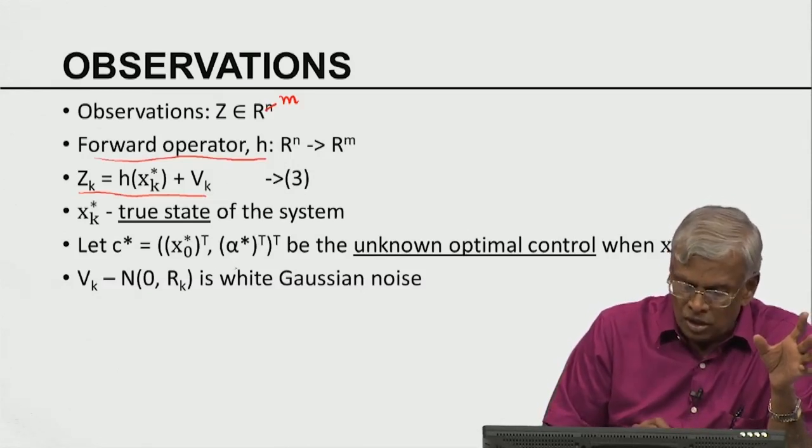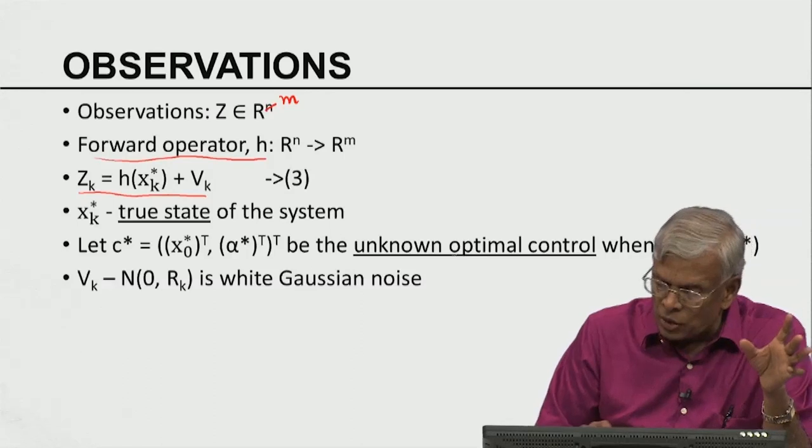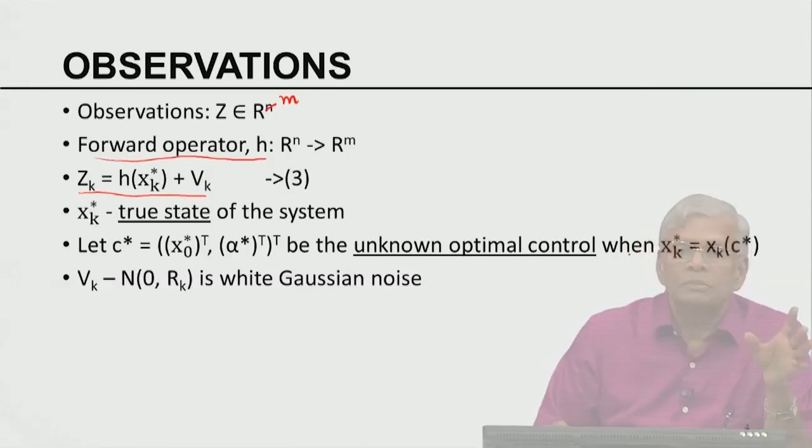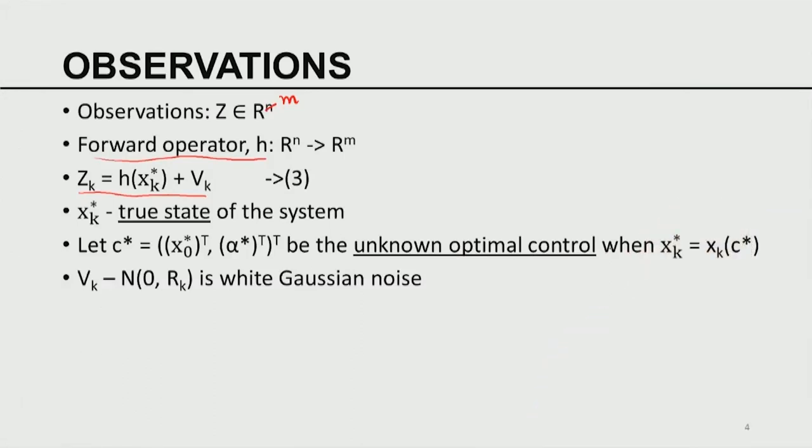C star is the unknown optimal control that will lead to the true state of the system. Vk is the white Gaussian noise. Here I would like to differentiate between two types of state.